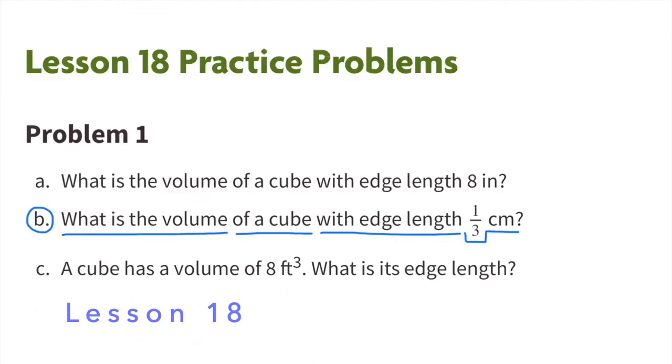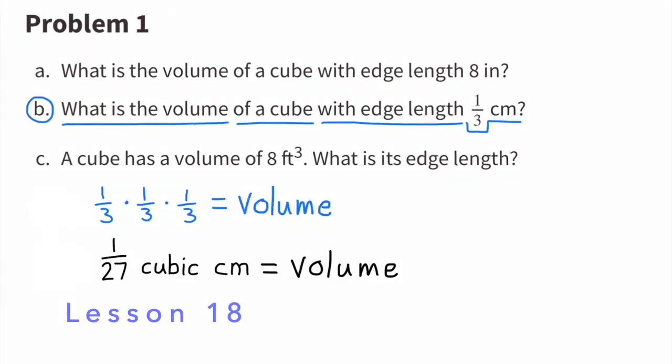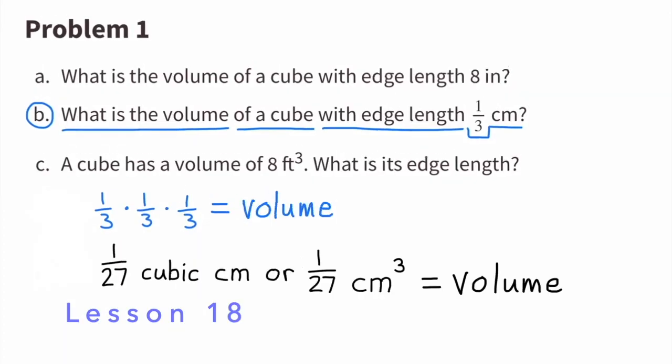B. What is the volume of a cube with edge length 1/3 centimeter? The width times the height times the length will equal the volume. So 1/3 times 1/3 times 1/3. The volume is 1/27 cubic centimeters, or 1/27 centimeters to the third power, or 1/27 centimeters cubed.